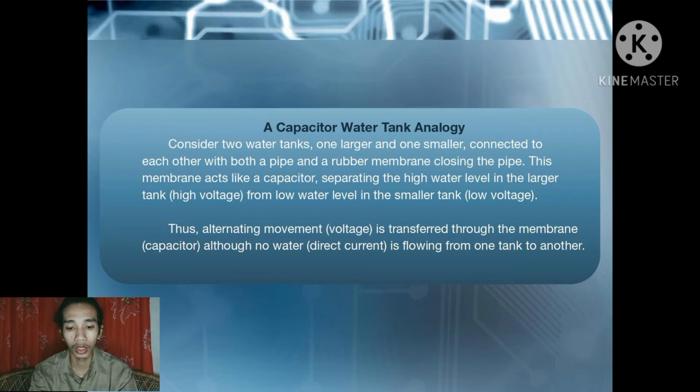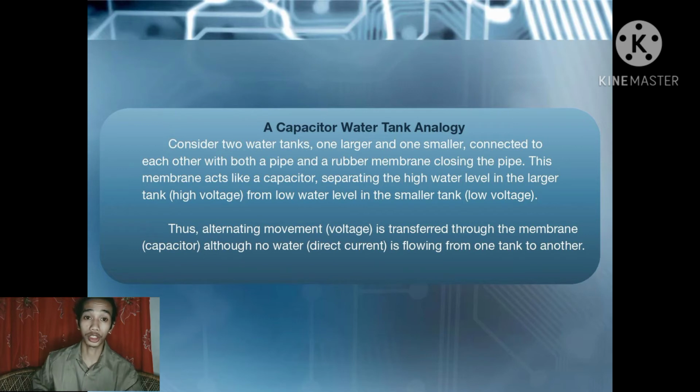So this membrane acts like a capacitor. The membrane that closes the pipe acts like the capacitor, separating the high water level in the larger tank, high voltage, from the low water level in the smaller tank. So you can picture it.